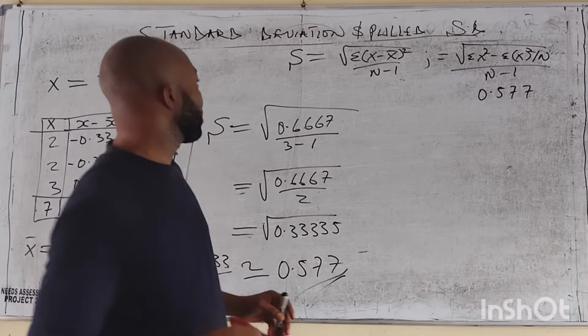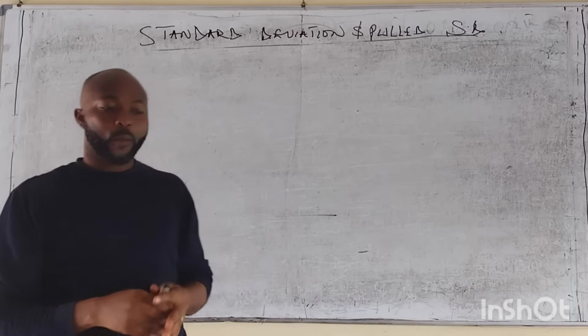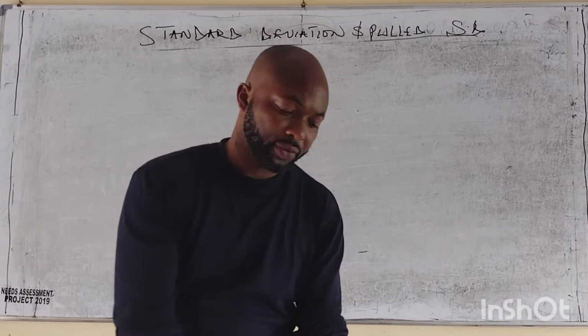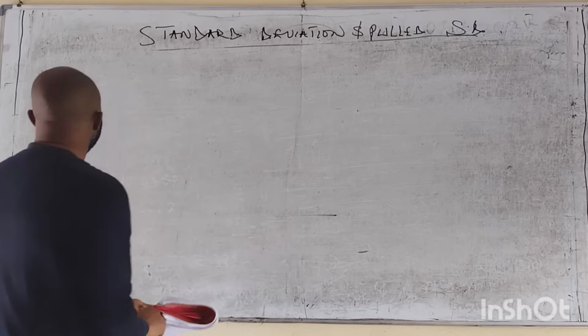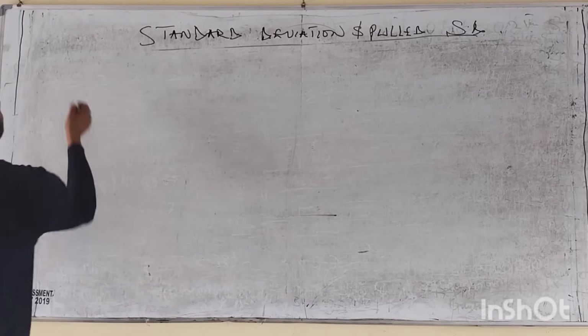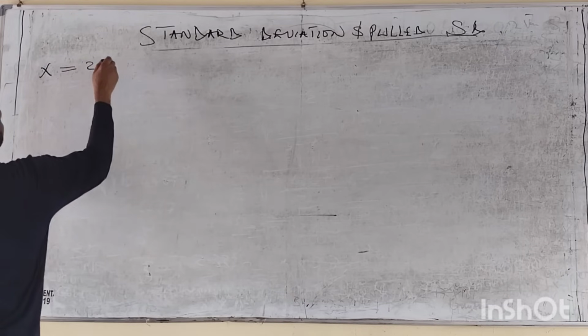Let me clean the board. Okay. We should calculate the pooled standard deviation of the following experimental result: x, y, and z. X is given to be 2.2.